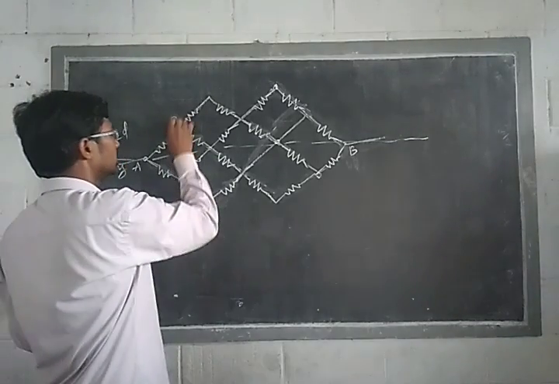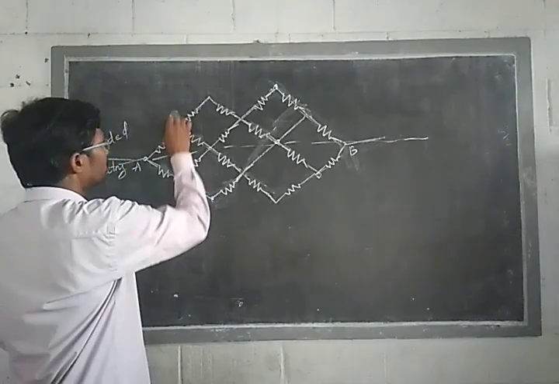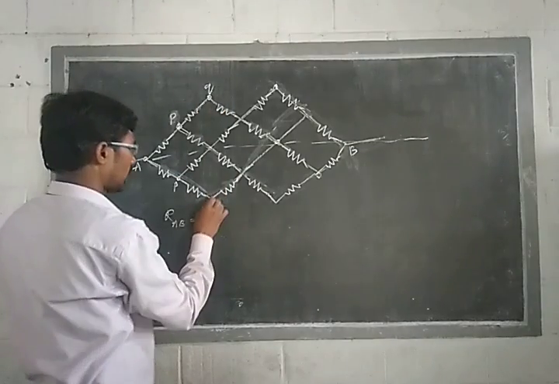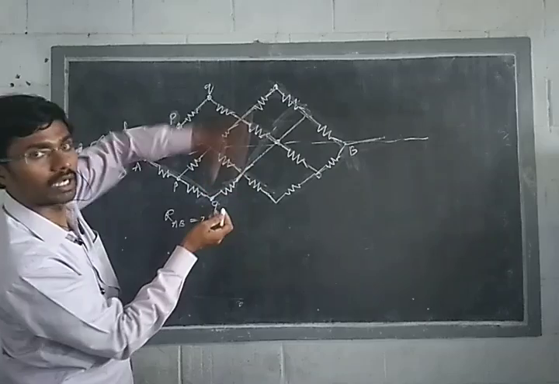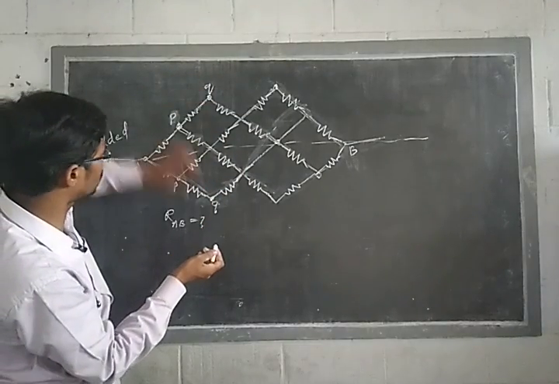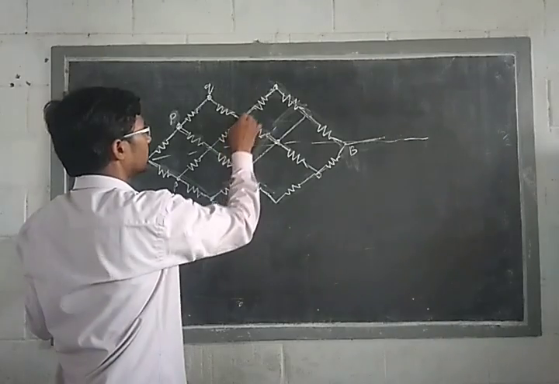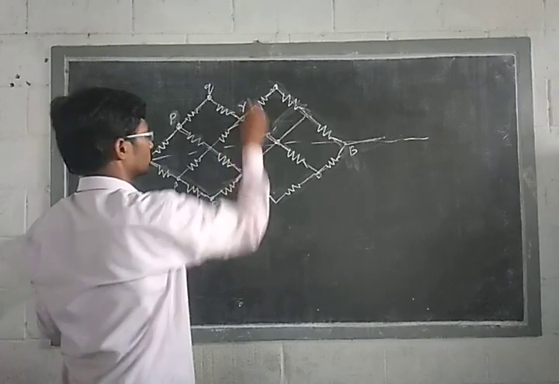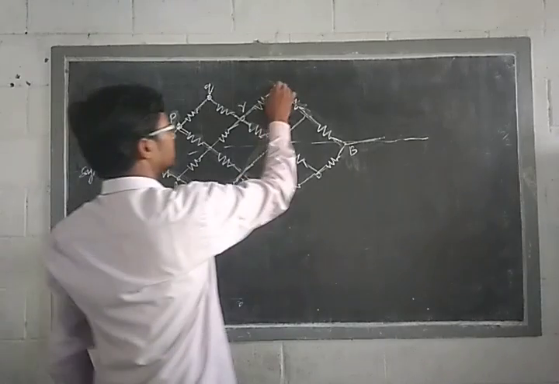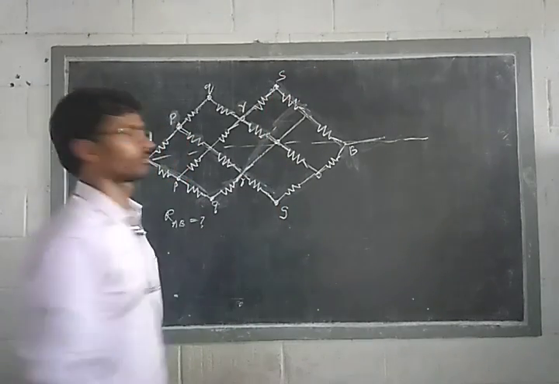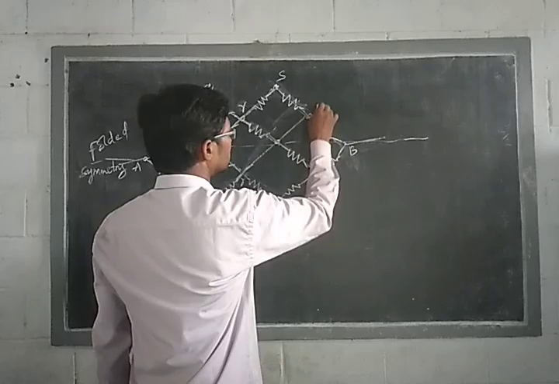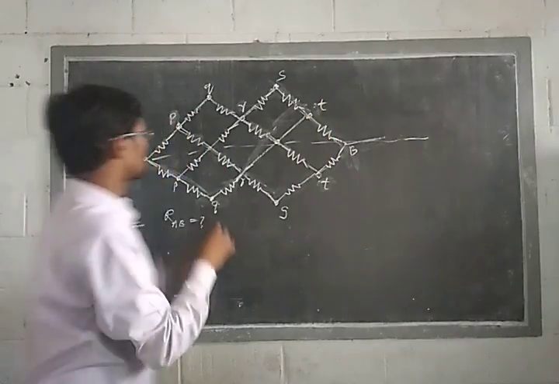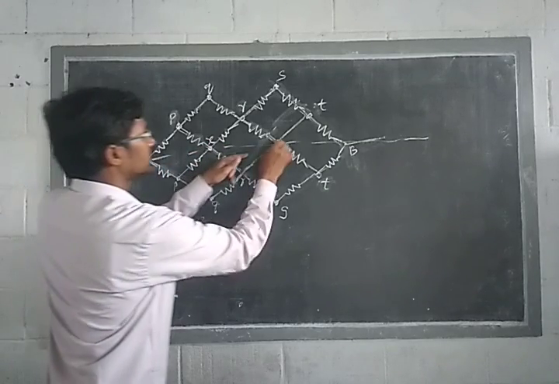Here, take this as point P. Again, this is point Q, and this is point Q because of the folded symmetry. Here P means here P, here Q means here Q. Next, let me take this as R, small r. Next, it is S and S, and now T and T. Now let me take this point as X and this point as Y.